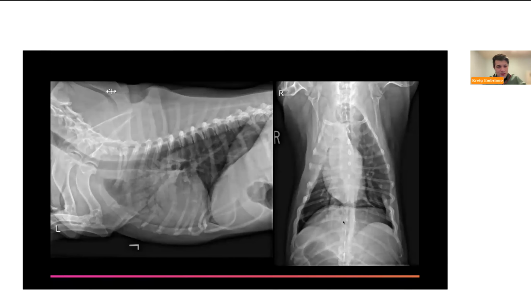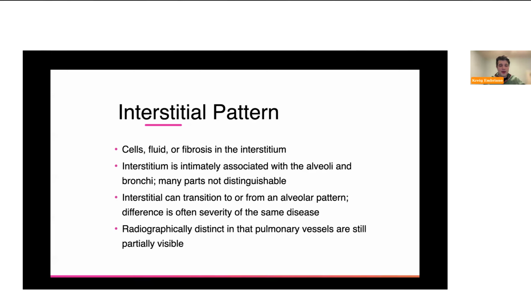This is another case of pneumonia in which we have a very well-defined alveolar pattern with a beautiful air bronchogram that you can see very clearly. This is, I think I said pneumonia already. So that's pretty much for alveolar.